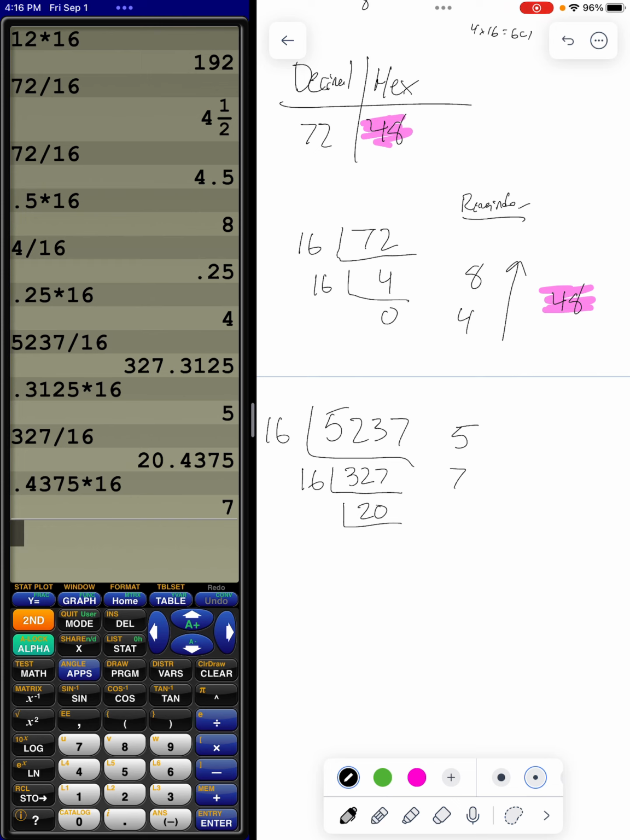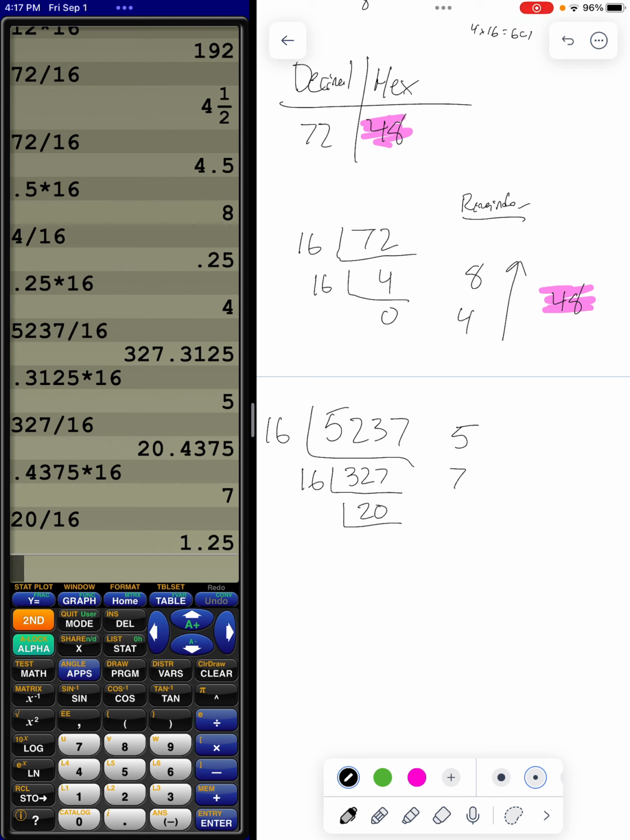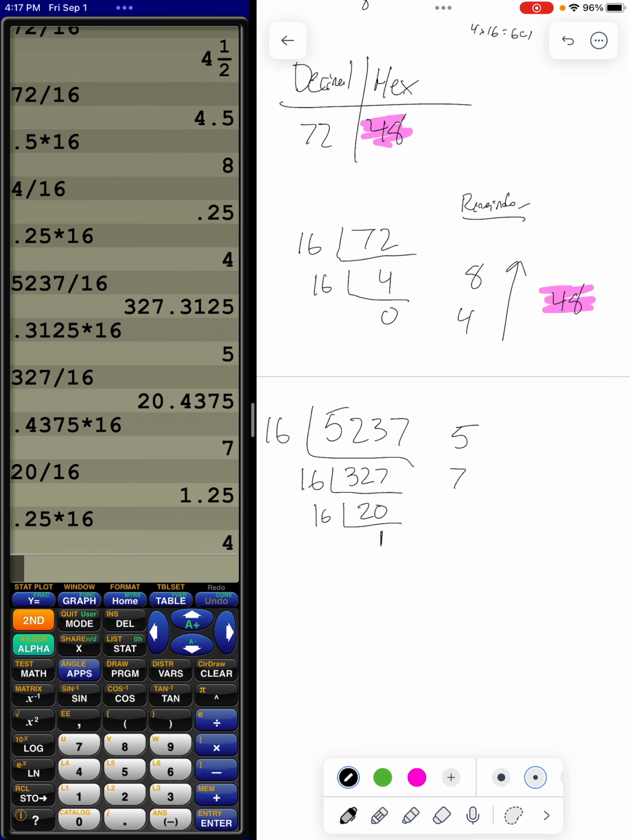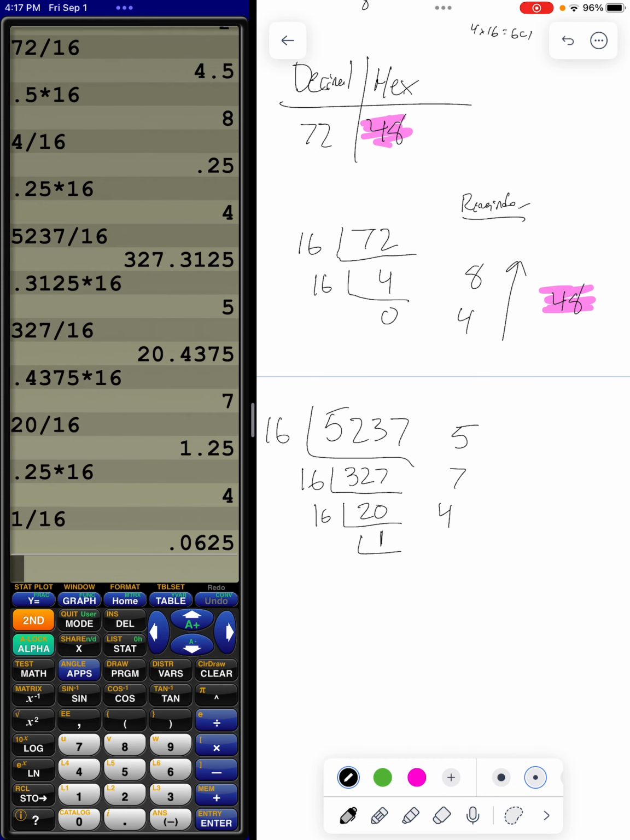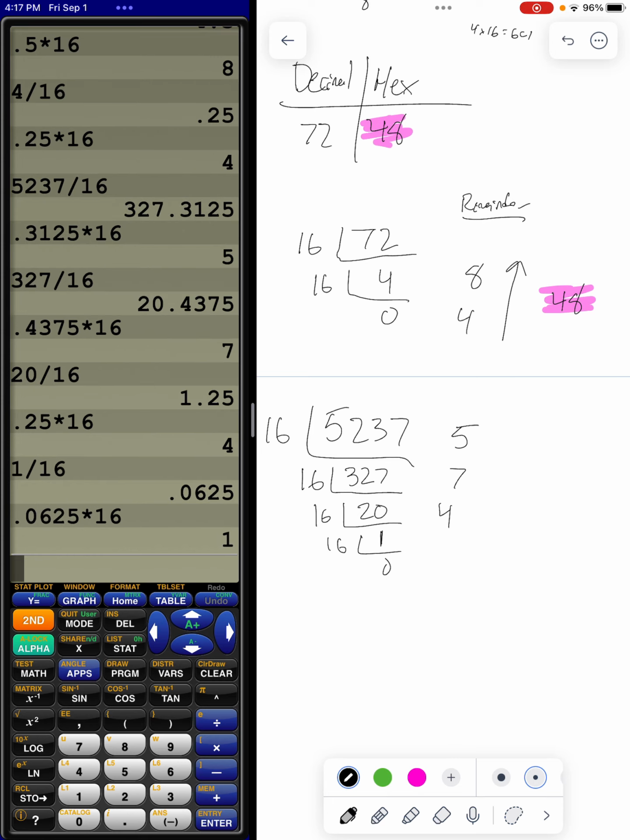Okay, I still got a number more than 0, so I go again. 20 over 16 is 1. So I'll write the 1, and then 0.25 times 16, the remainder is 4. And then last one, 1 over 16, I know it's the last one because 1 is smaller than 16, is 0, and then 0.0625, which is just 1/16. My remainder is 1. So 1475 should be the hex representation of 5237.